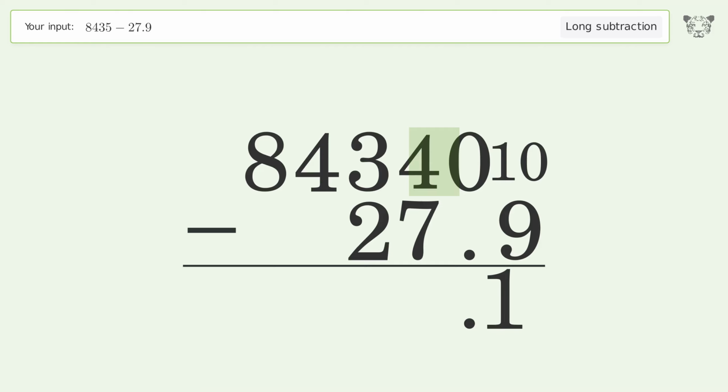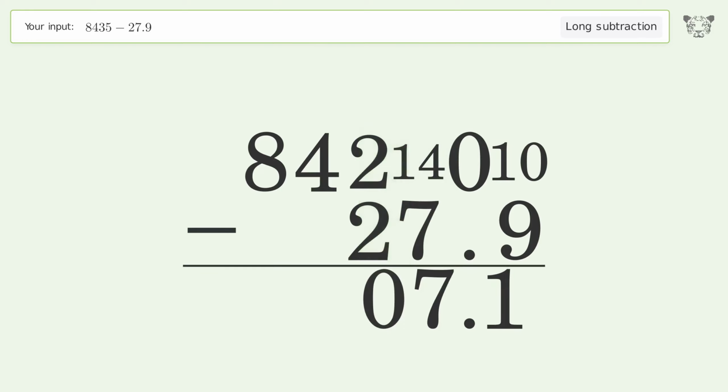Because the upper digit, 4, in the ones column is too small to get a positive difference, borrow 1 from the digit, 3, in the next number place which becomes 2, and get 14. 14 minus 7 equals 7. 2 minus 2 equals 0.